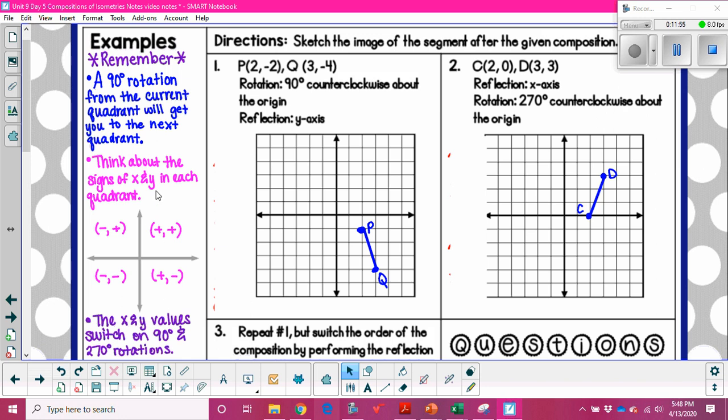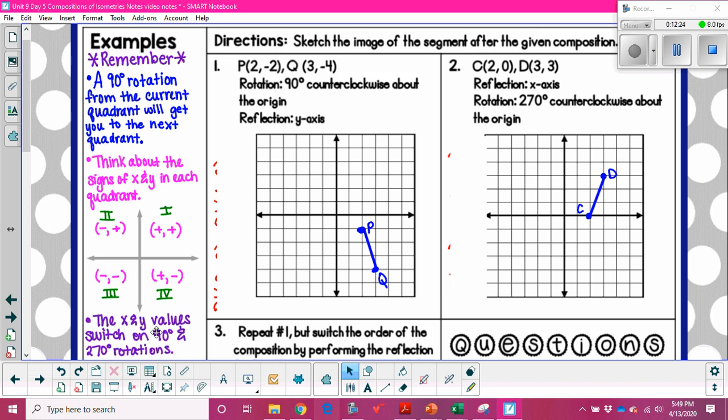Okay, so you also need to think about the signs of X and Y in each quadrant, which is why I wrote this here. In quadrant 1, X and Y are both positive. In quadrant 2, X is negative and Y is positive. In quadrant 3, both X and Y are negative. And in quadrant 4, X is positive and Y is negative.